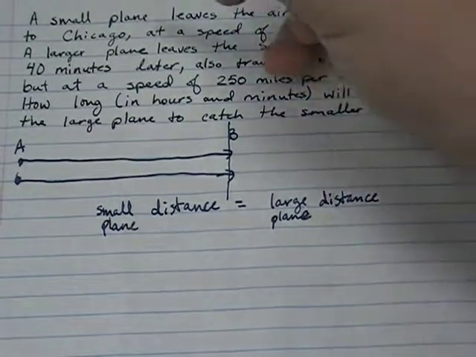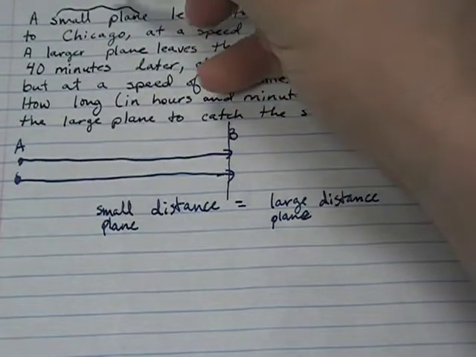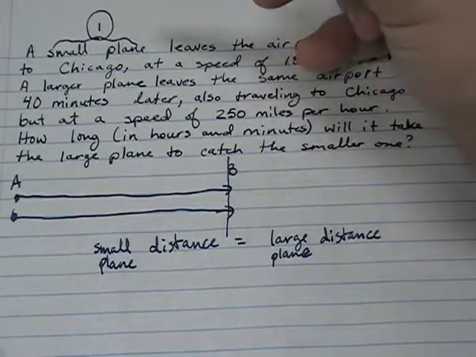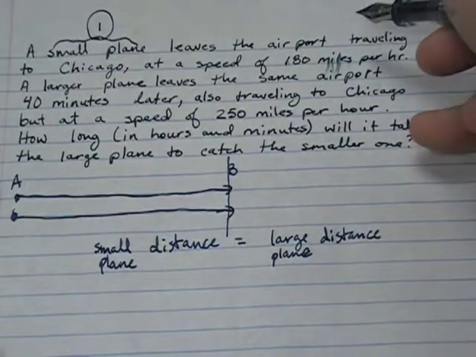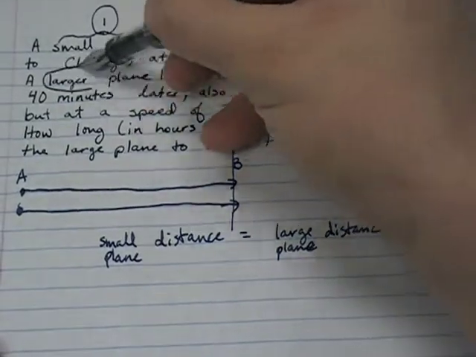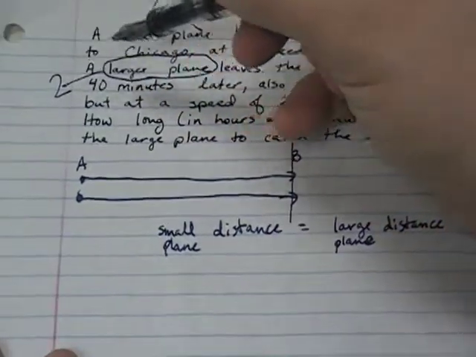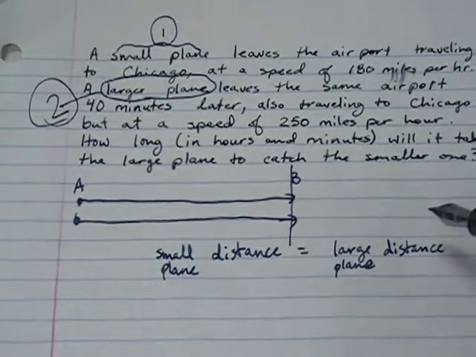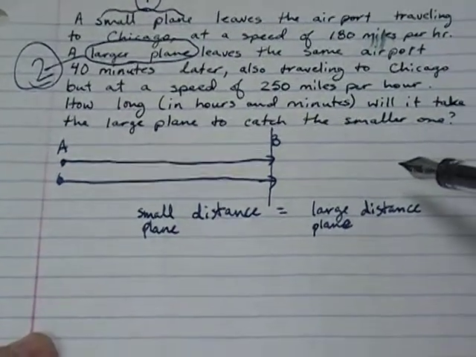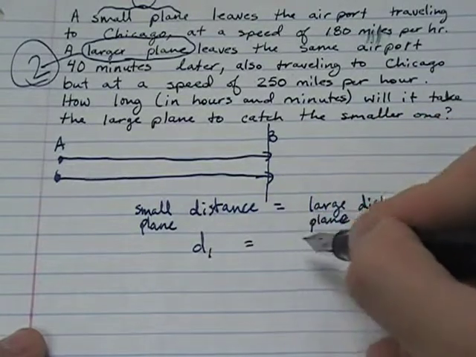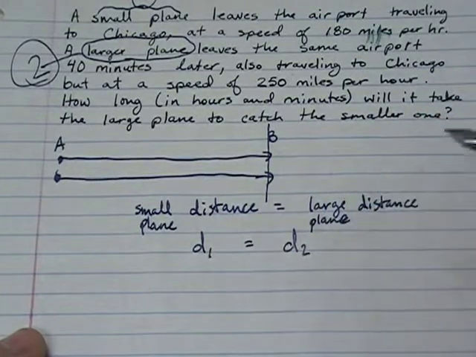And to make my life easier, I'm going to call the small plane plane number 1, and I'm going to call the larger plane plane number 2. So the small plane's plane 1, the larger plane is plane 2. So I know the distance of the smaller plane, D1, has to equal the distance of the larger plane, D2.